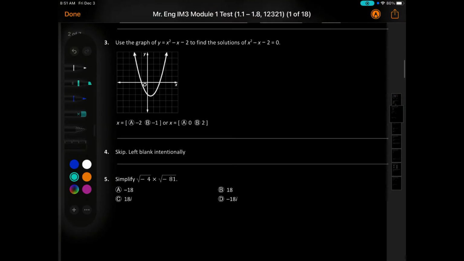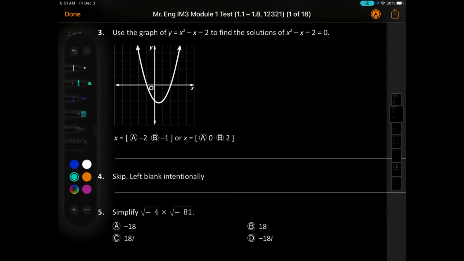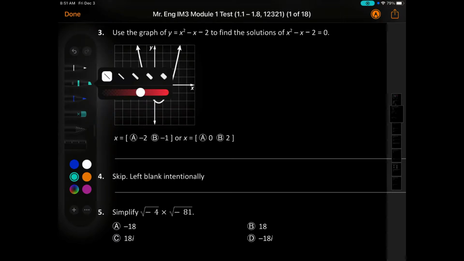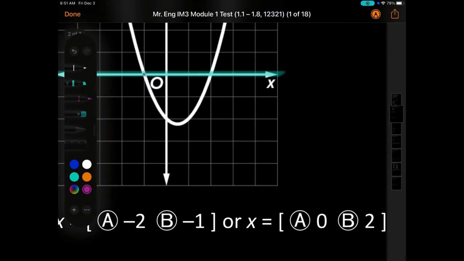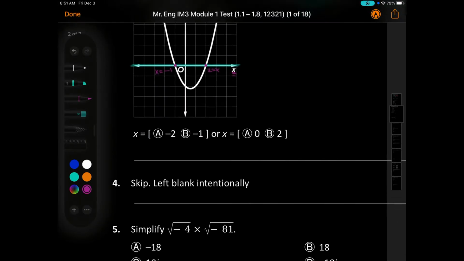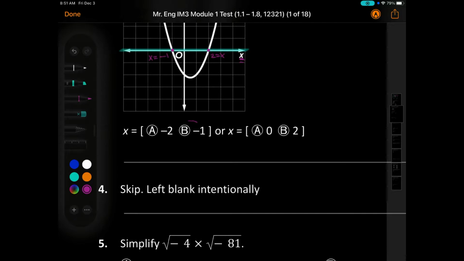Question number 3, use the graph of y equals x squared minus x minus 2 to find the solutions. So the solutions are basically where it crosses the x-axis here. And this crosses in 2 places, here and here. So this would be negative 1 and 2. So x equals negative 1 because we're on the x-axis, and x equals 2. So I see a negative 1 and I see a positive 2.